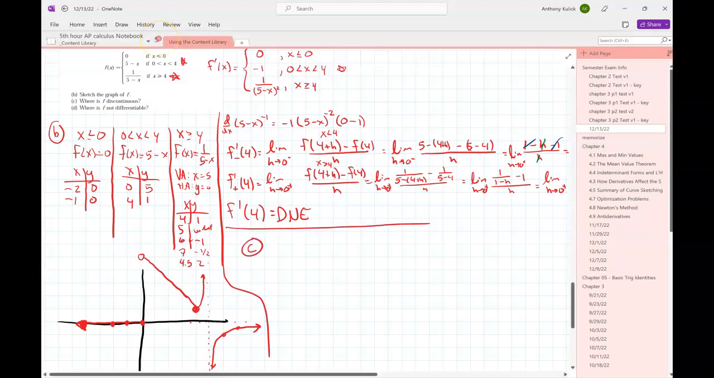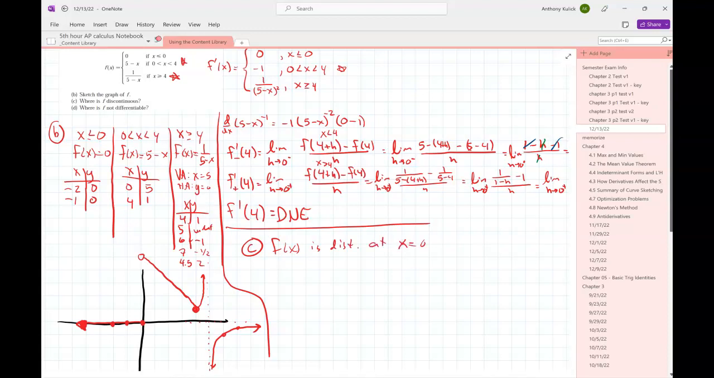Note that for part C, it's easy to see that f of x is discontinuous at x equals 0, because I have the jump discontinuity, and at x equals 5, where I have the infinite discontinuity, where the asymptote is.